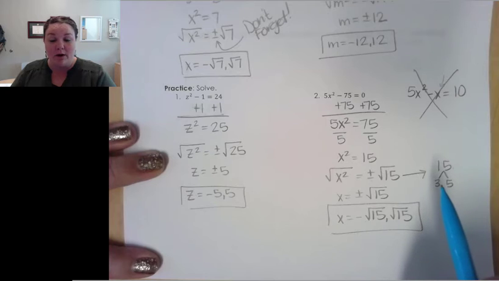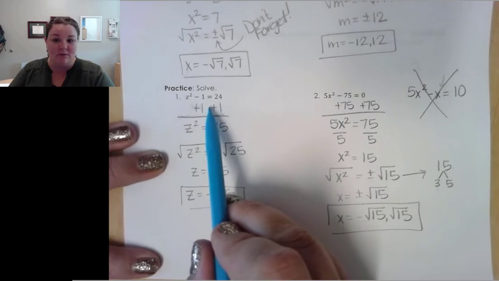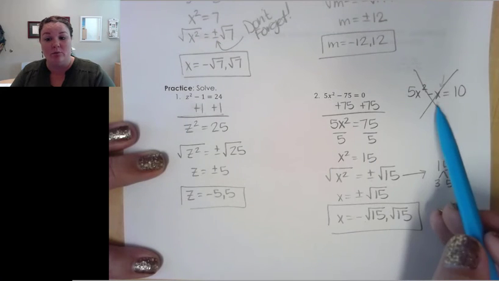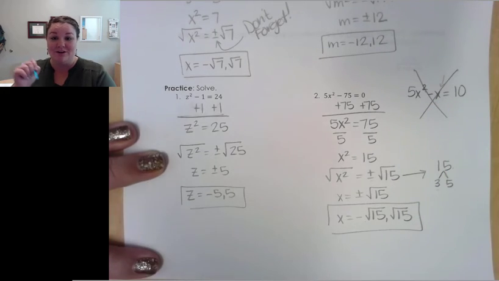We can only use the square root method if all we have is an x squared or a z squared or an m squared. You can't have a regular term. If we were given something like this, we would have to move the 10 to the other side and then try to factor it using our sum product AC method.